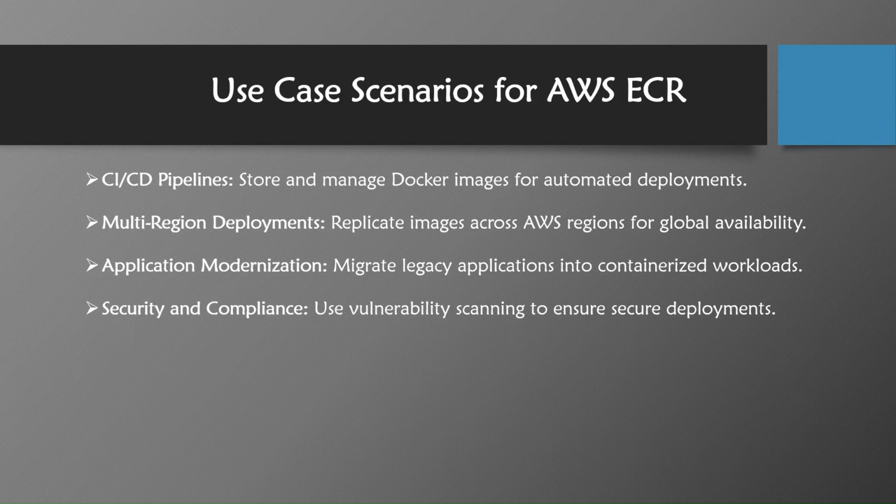So for example, a DevOps team pushes a new container image to ECR. It scans the image and detects a vulnerability in OpenSSL. The team is alerted and patches the image by updating OpenSSL to a secure version. The updated image is then re-pushed to ECR, ensuring that no vulnerable images are deployed to production. So these are the use cases of the ECR.